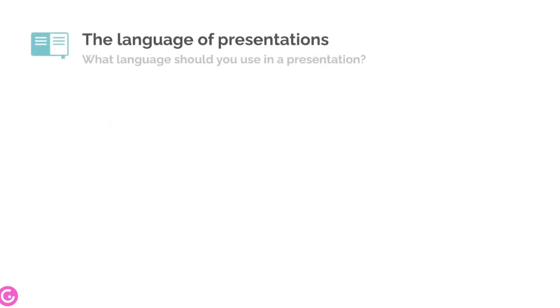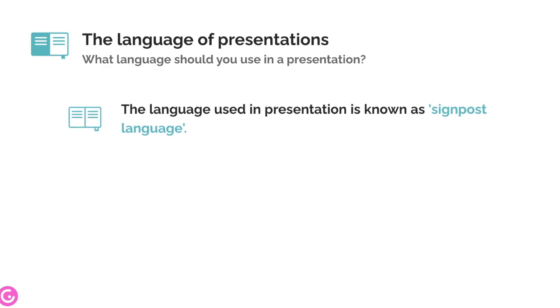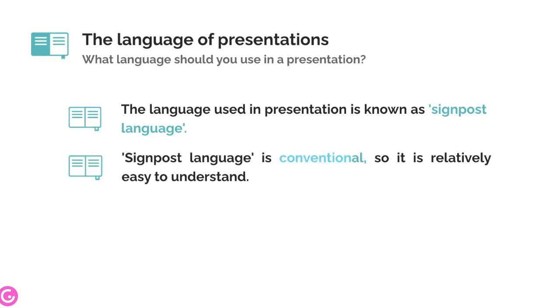The language used in presentations is known as Signpost language. It consists of the words and phrases that people use to tell the listener what has just happened and what is going to happen next, guiding them through the presentation. A good presenter will usually employ a lot of Signpost language, so it is a good idea to learn a few of the common phrases. Signpost language is quite conventional, so it is relatively easy to understand.